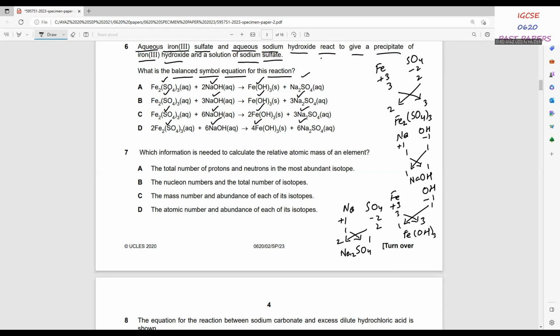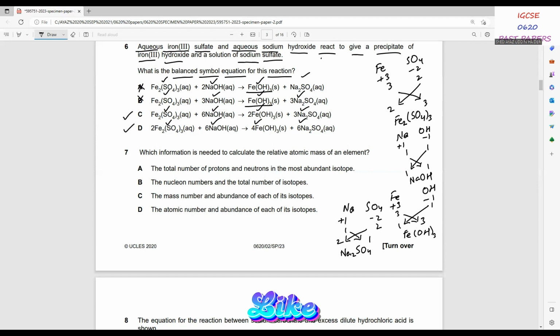Now let's see the balanced chemical equation. The product will be Fe(OH)3, but there are two atoms of Fe on the reactant side. So automatically A and B are wrong, because in both answers you have only 1 mole of Fe on the product side, which is Fe(OH)3. Now we are left with C and D. Either C is correct or D is correct.